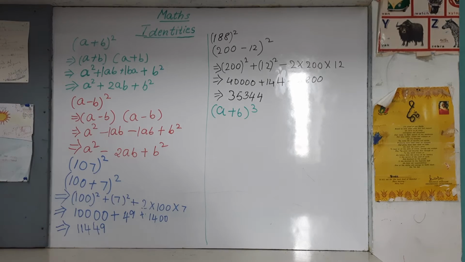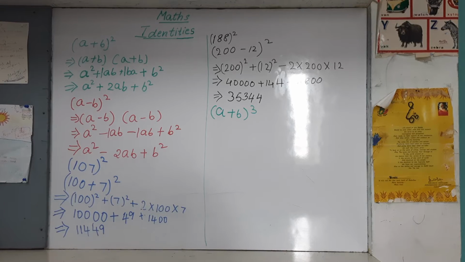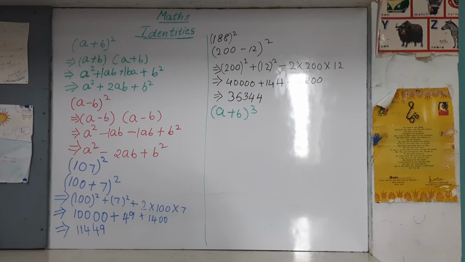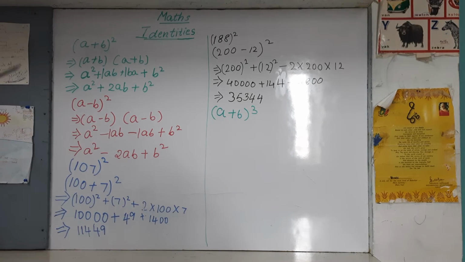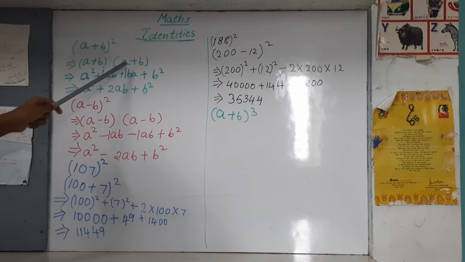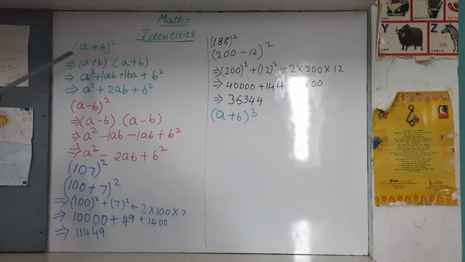That is, we write it as a square. If we write it as a square, it is a into a. For example, if you take 5 square, it is 5 into 5, that is 25. So in the same way, (a plus b) whole square is equal to (a plus b) into (a plus b). Okay, so how can we do that?